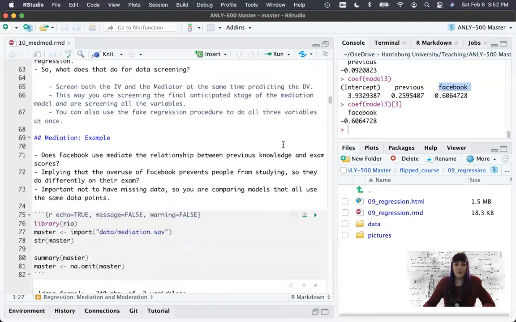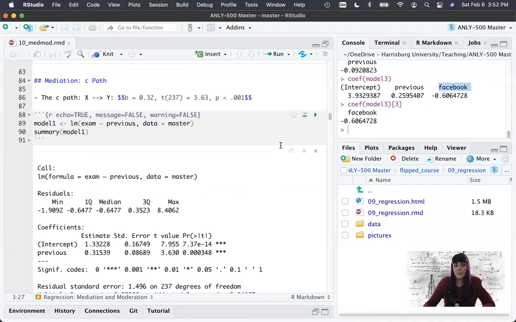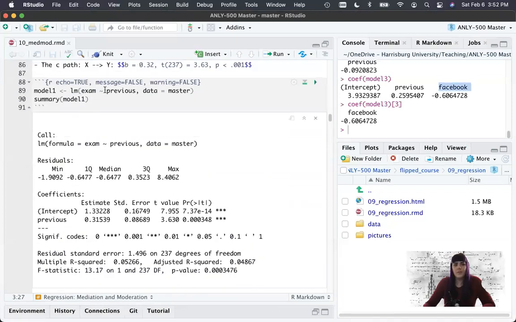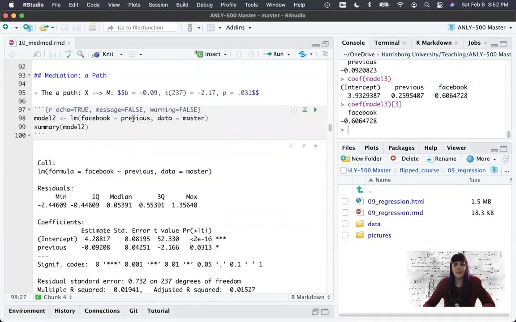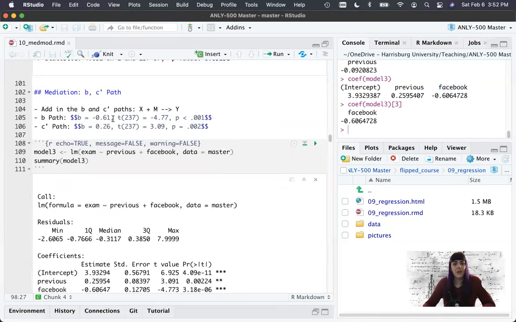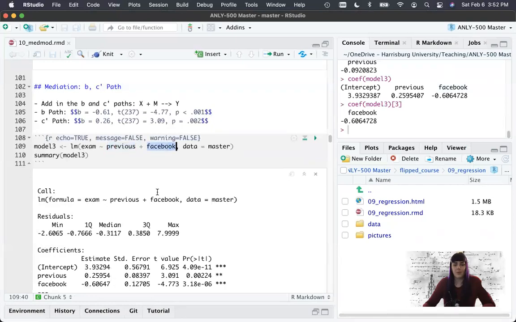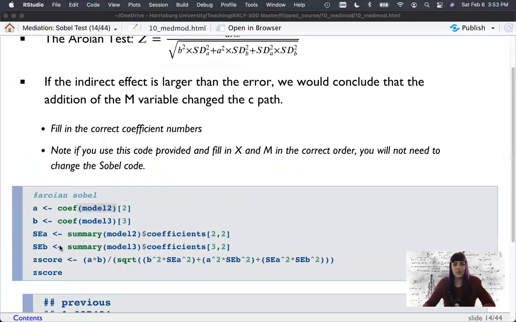And as long as you put them in the same order when you're doing your homework or whatever, right? So we say previous is predicted by exam. Oh, we're not using model one, sorry. Model two here, previous predicts Facebook. You can't get these wrong, or you've done the wrong analysis completely. But here, put C first, and then put the X first, and then the mediator second. And then this code will work just fine.